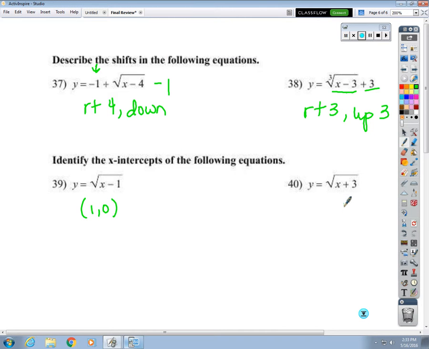So without even graphing this one, what's this going to do to the graph? Left 3, and then is it going to go up and down or up or down? No. So isn't the x-intercept going to be at -3, 0? But if you're not sure how to do it without graphing it, graph it and look at it. Okay?